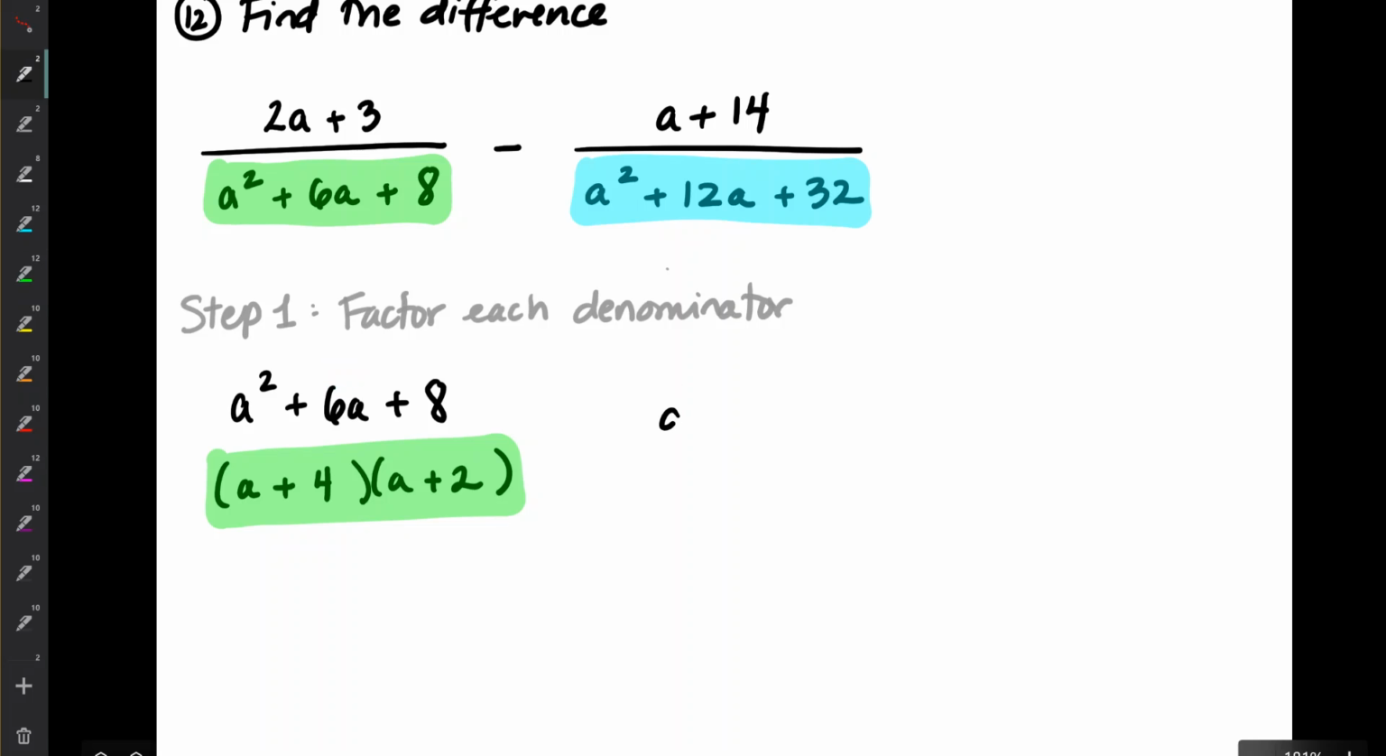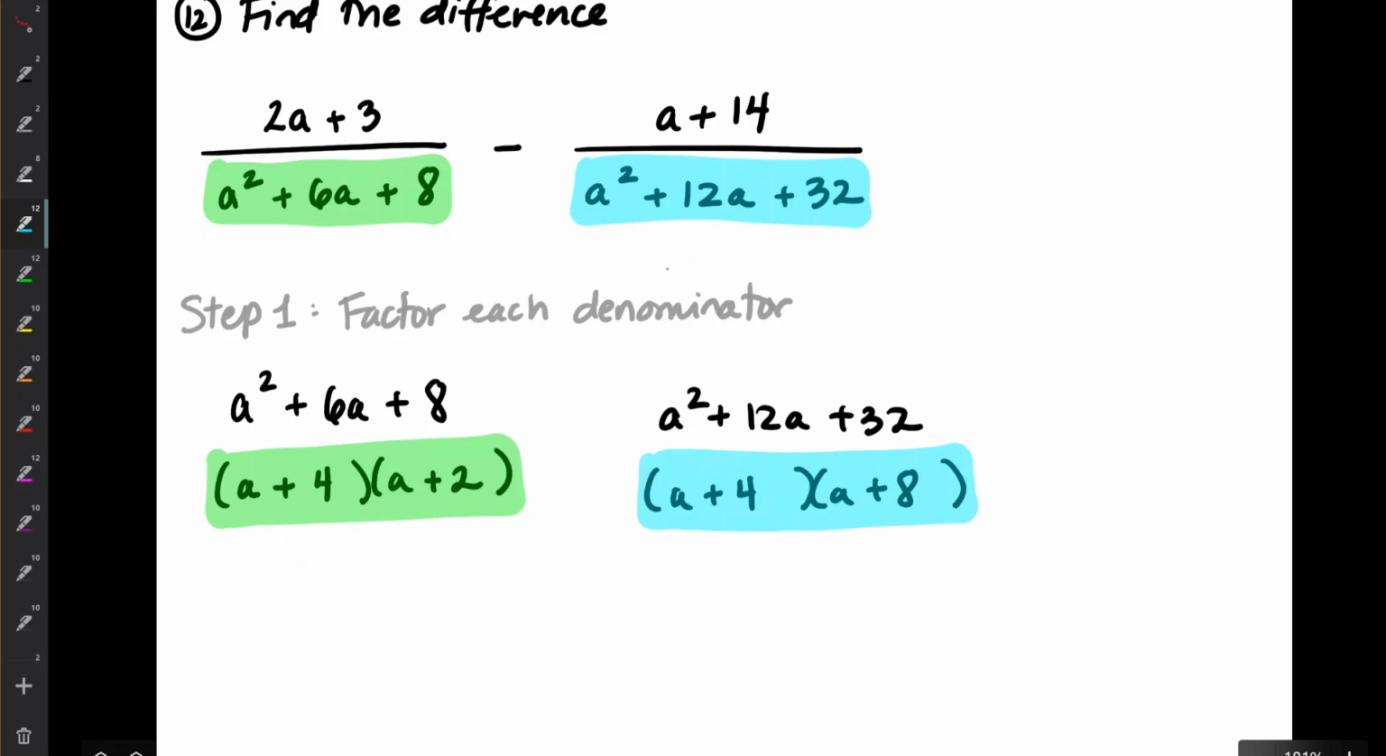Now the other denominator, a squared plus 12a plus 32. Again my leading coefficient is 1, so I know this much of my story. And I'm looking for two things that multiply together to give me 32 and add up to 12, and that's 4 and 8. All right, so now blue is (a plus 4)(a plus 8).